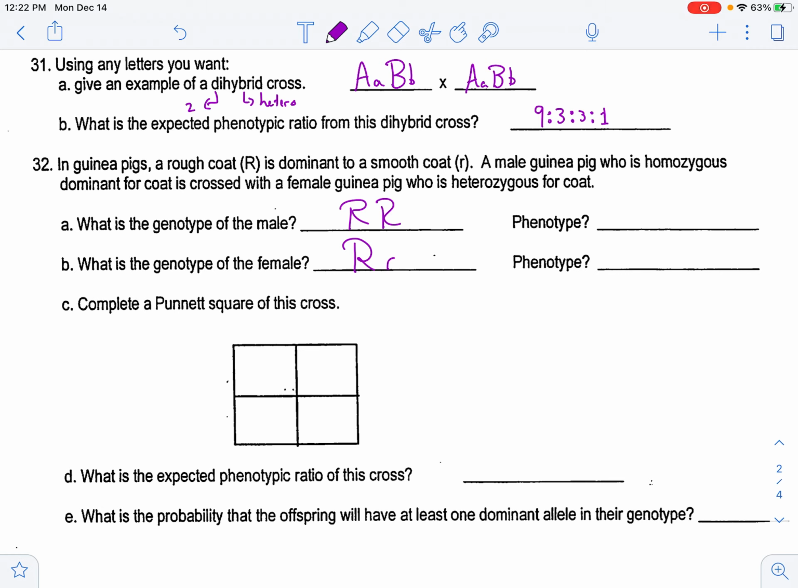Okay, the phenotype of the male is going to be rough because it has at least one copy of the dominant letter. The phenotype for the female is going to be rough because it has at least one copy of the dominant letter, the dominant allele. So they're both rough coat. The cross looks like this.